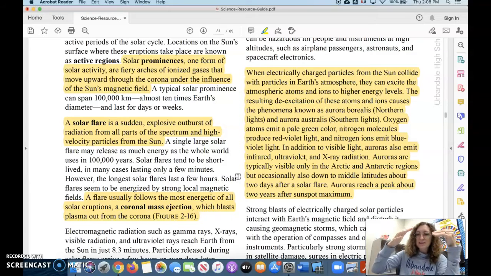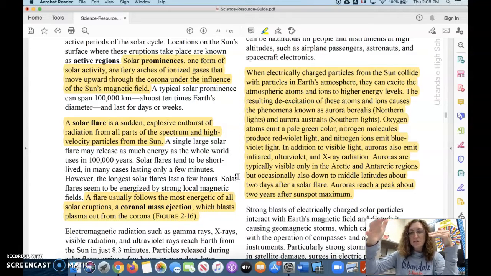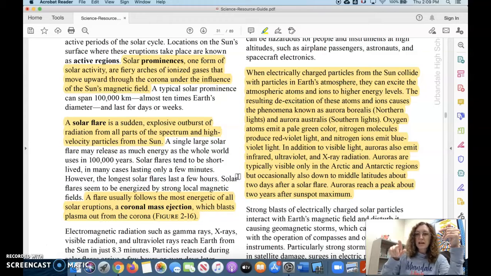Remember, those atoms, or the electrons, are moving out further away from the nucleus during excitation. After that, they can become de-excited, which, if you remember, causes them to eject the little photons. This causes the phenomenon of aurora borealis, or the northern lights. And then there are the southern lights, aurora australis. So here's what happens. The oxygen atoms emit a pale green color. Nitrogen produces red-violet. Nitrogen ions emit blue-violet. This is happening as those photons are being emitted from the de-excitation of the electrons.